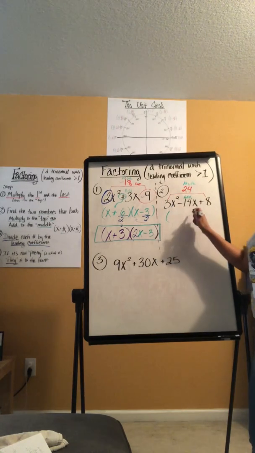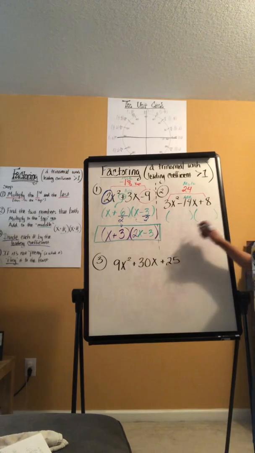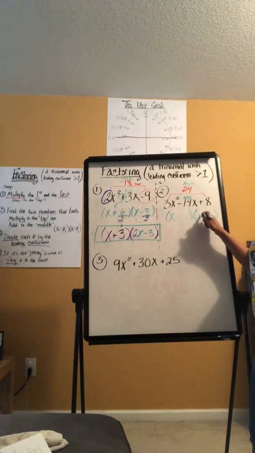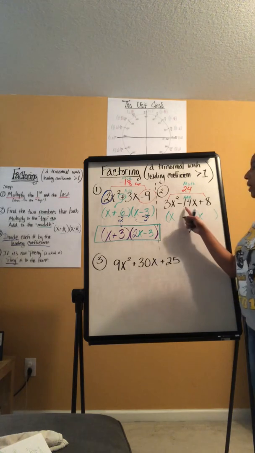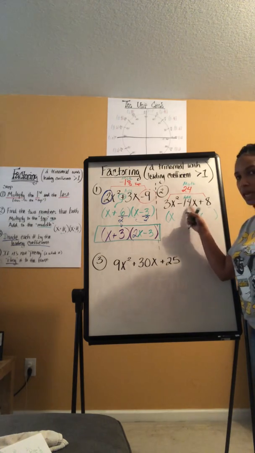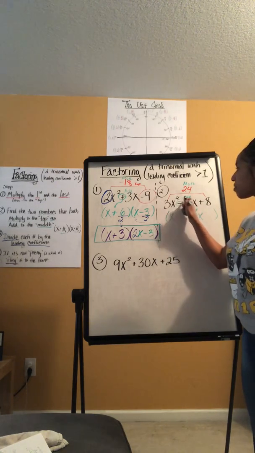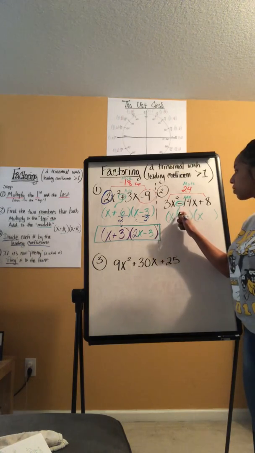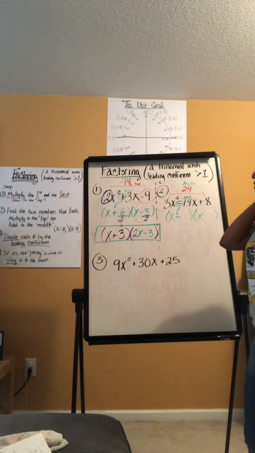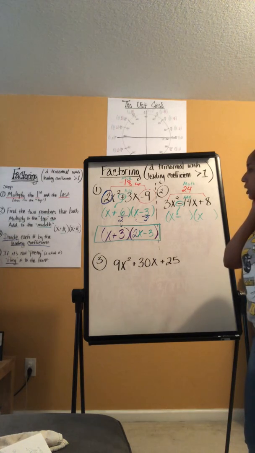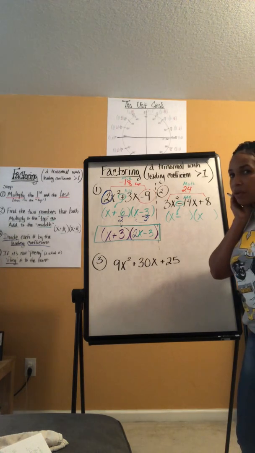I still have my x and my x, so what numbers are going to multiply to a +24 but add to a -14? Again, remember that tip, that whatever the middle sign was, that's what my bigger one is going to be. Okay, they multiply to 24, add to -14. Anyone?